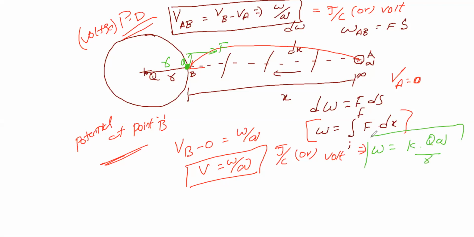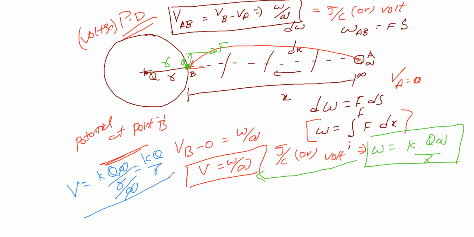So when you're integrating it, W is equal to K Q q by R. Now, if you want to find the potential, in the work function I substitute the relation. So V is equal to W by q, which is K Q q by R by q. So small q will get cancelled. It is K Q by R, your electric potential at point B.